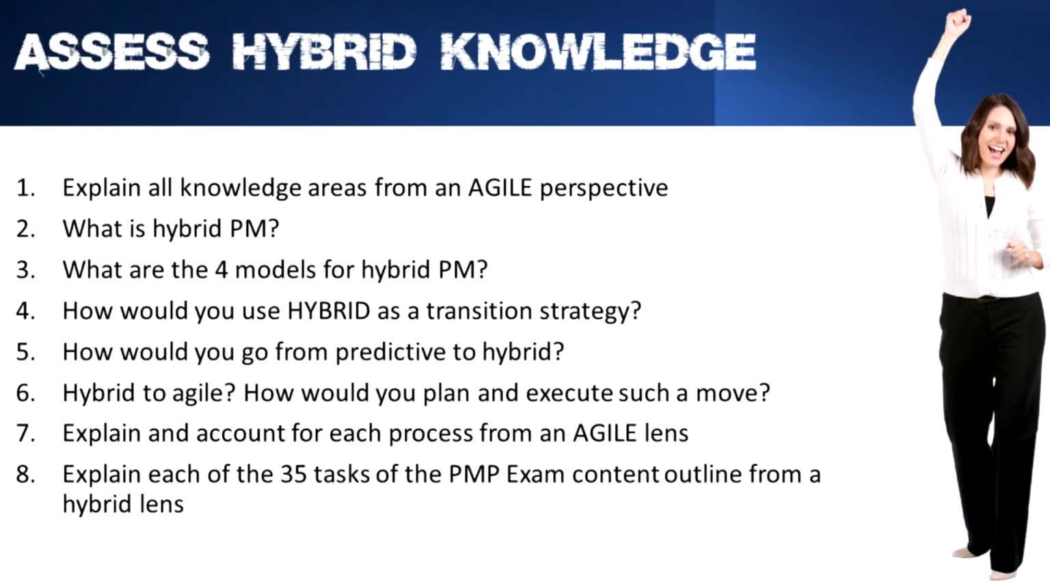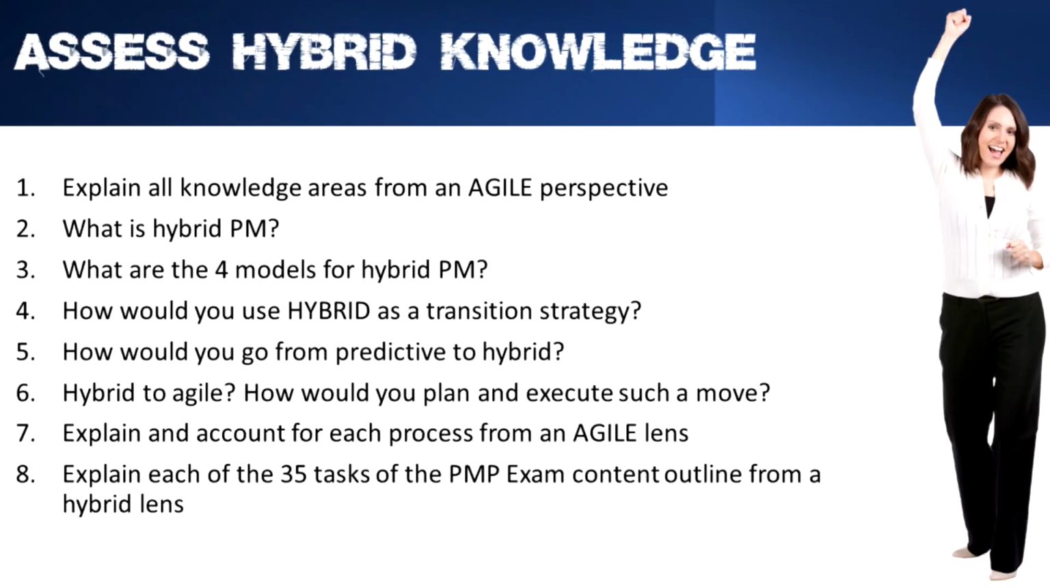Number four, how would you use hybrid as a transition strategy? If you have read the Agile Practice Guide, you should be able to answer this question. Read it to understanding and look for answers, because on the exam, you very well could get questions that ask specifically about hybrid transition. How would you go from predictive to hybrid? What are some of the steps you would take? What kind of mindset would the firm need to have? How would you go from hybrid to agile? How would you plan and execute such a move?